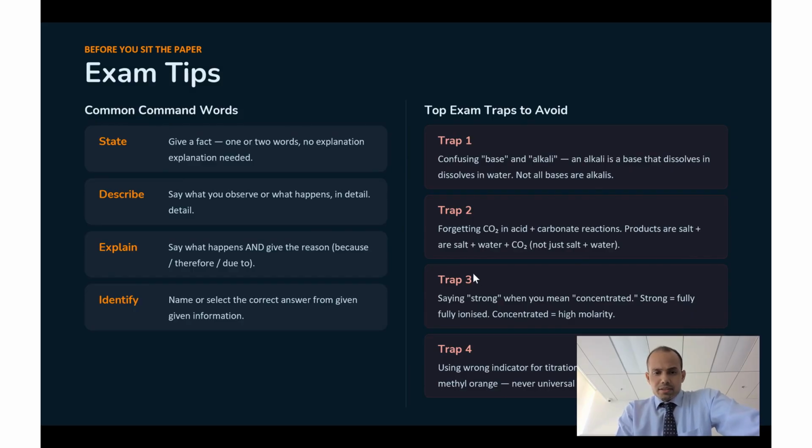Trap 3: strong and concentrated. Whenever we say strong, it means fully ionized. Trap 4 is using the wrong indicator for titration. In most acid-base titrations, we use indicators like phenolphthalein or methyl orange, and never a universal indicator. That's it from this video.